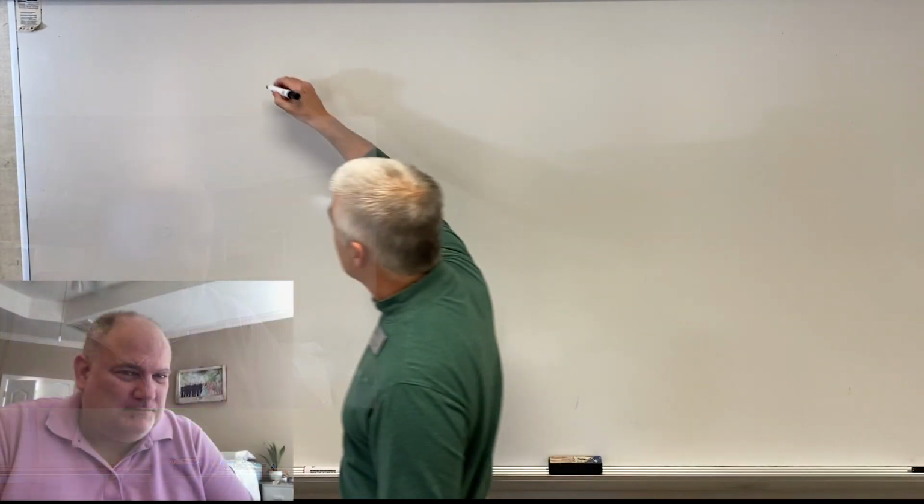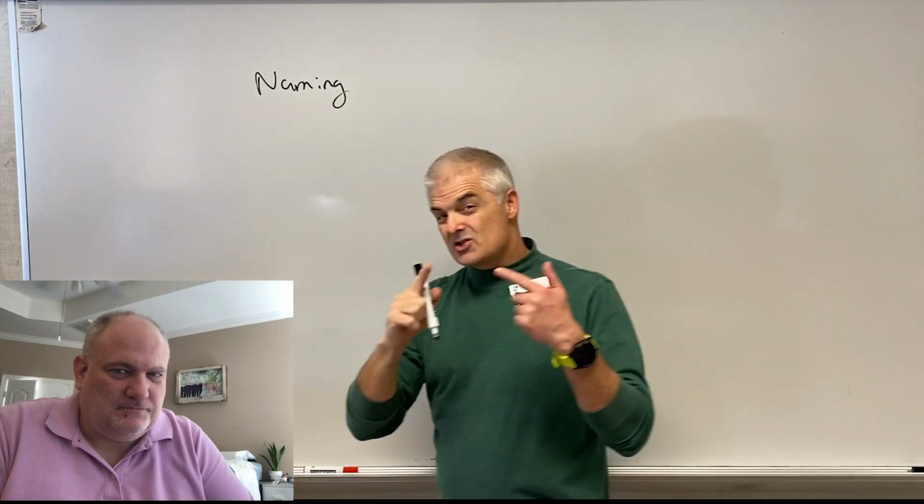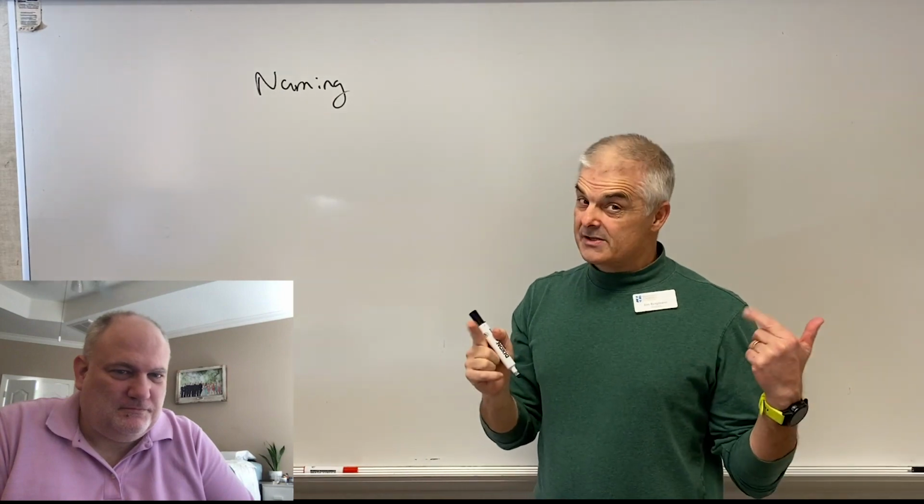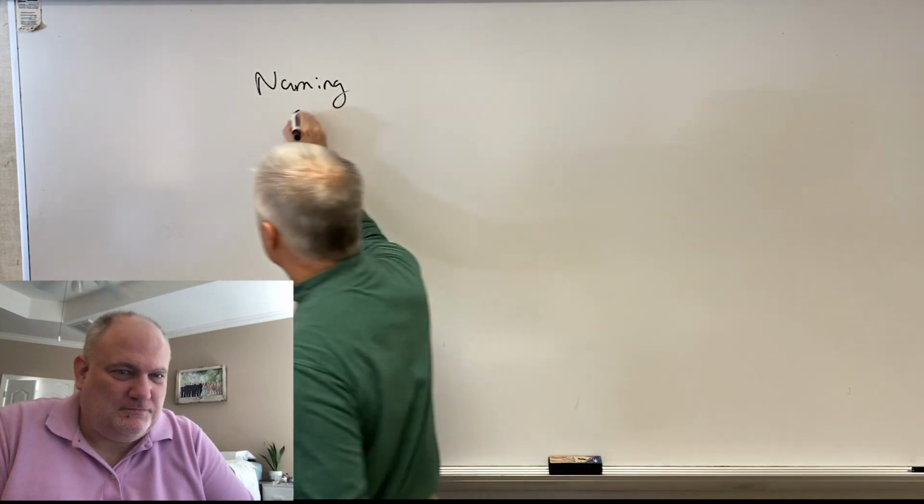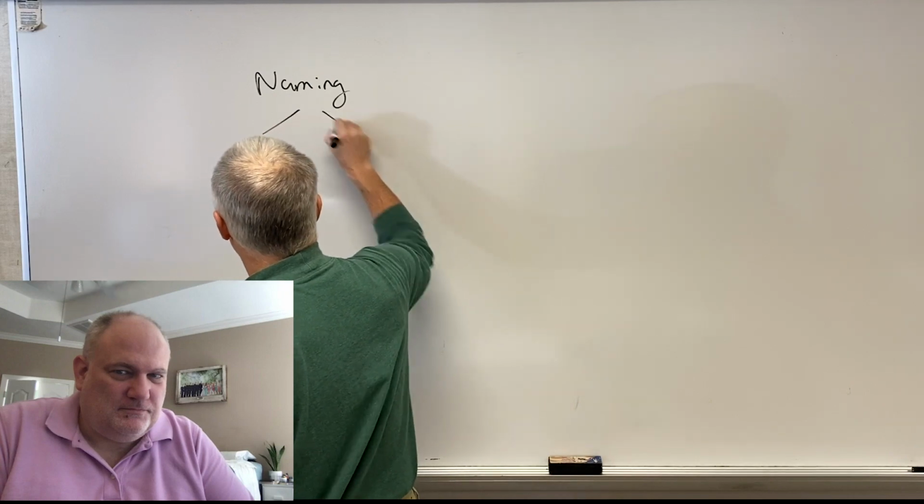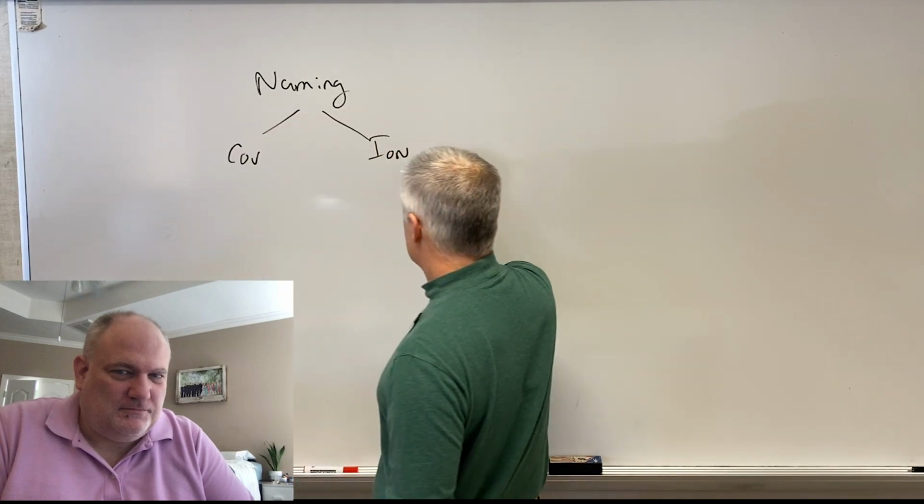So before we start this unit, we need to go back and remember some things that we've been doing before, right, Mr. Dmitrievich? Been a while, hasn't it? Yeah. So we want to talk about how to name. When we're doing naming, if you recall, there are two main categories of naming compounds, right? There is naming covalent compounds and naming ionic compounds, right?